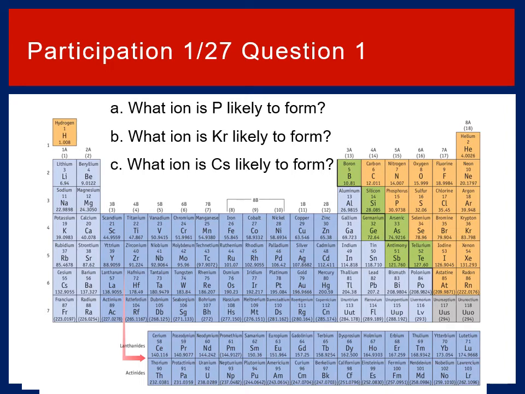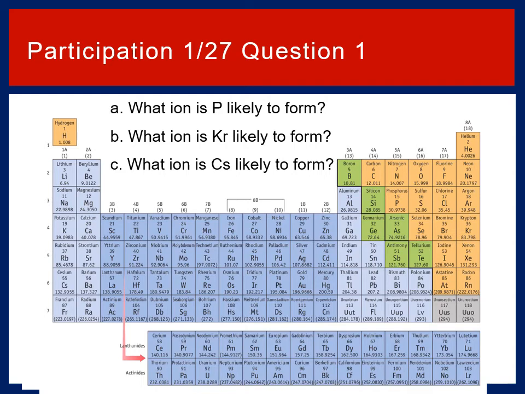Which brings us to question 1 for participation 127. So I have a periodic table here, and using that periodic table, I would like you to tell me 3 things. First, what ion is P likely to form? What ion is Kr likely to form? And what ion is Cs likely to form?